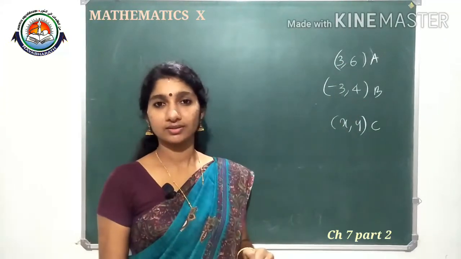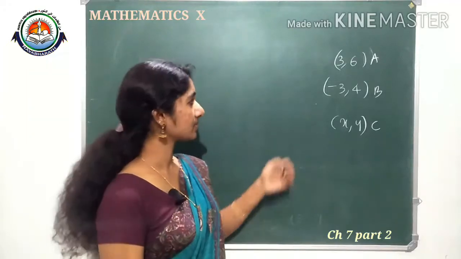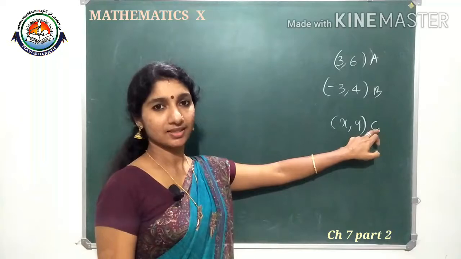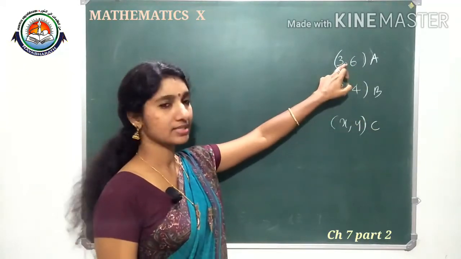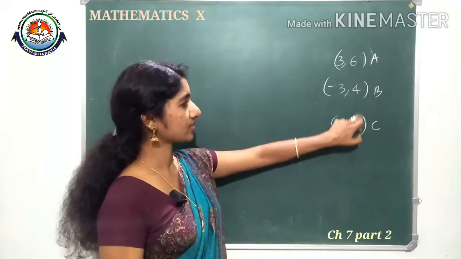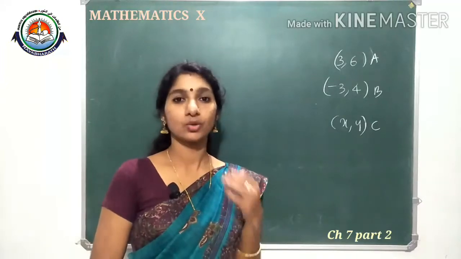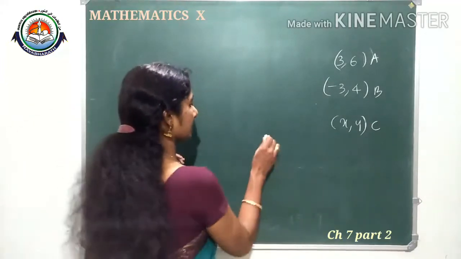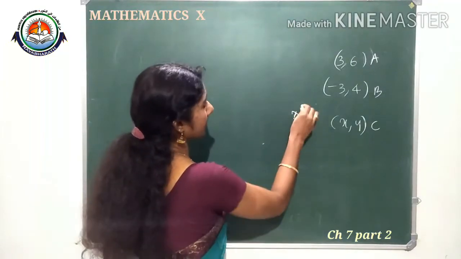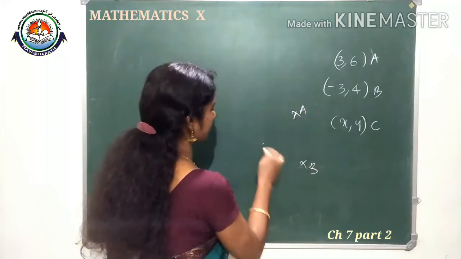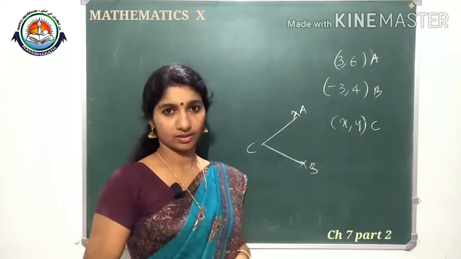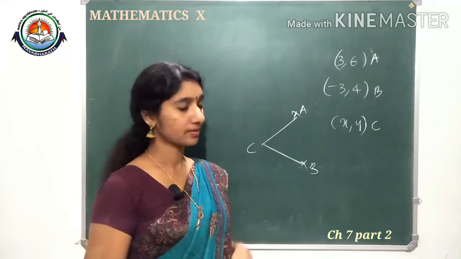So, how will you think? Equidistant is given means AC is equal to BC. Isn't it? The distance from (x, y) and (3, 6) is equal to the distance from (x, y) and (-3, 4). Equal distance from (x, y) to those two points. Suppose (x, y) is here, one point A is here and B is here. So, this is our C. CA and CB are equal. Like that it is given.